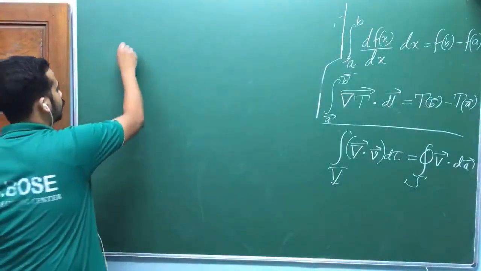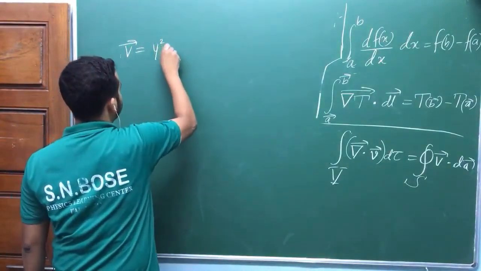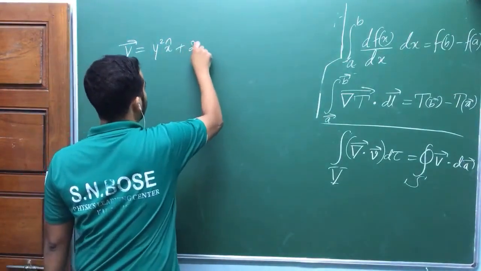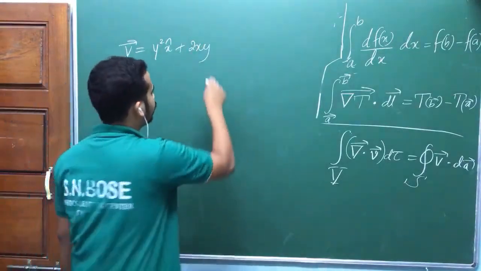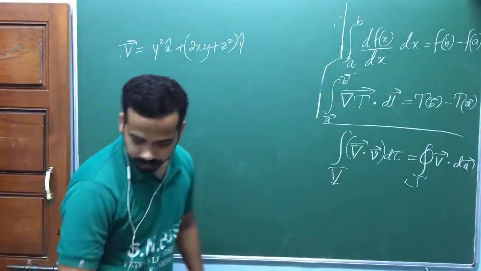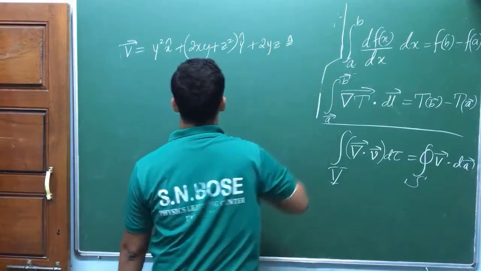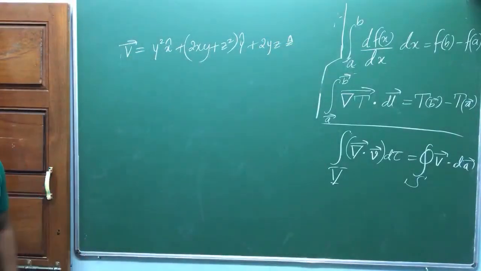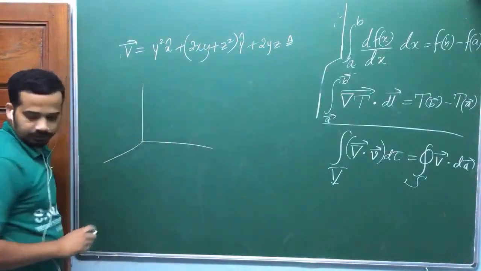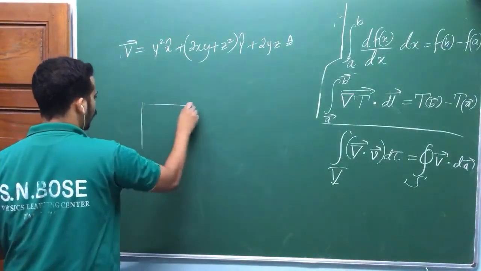Now let me take one example, okay? I have a vector field V equal to y square x cap plus 2xy y cap plus z square y cap plus 2yz z cap. Is that okay? So now let me take the closed surface integral directly. The surface is a cube with one corner at the origin.